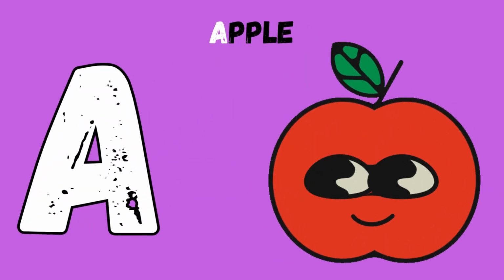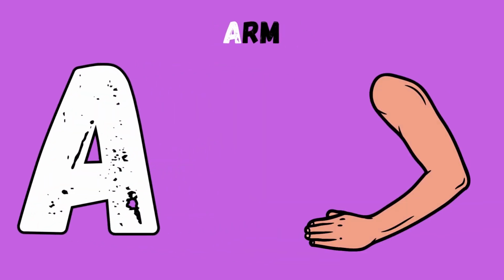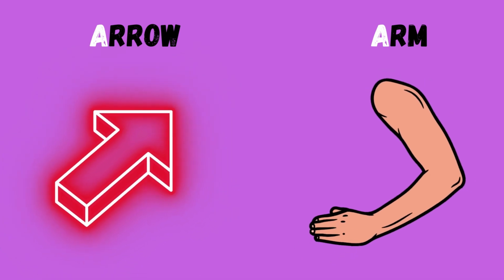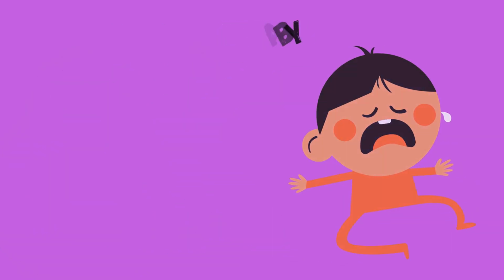A is for bubble. A is for arrow. A is for arm. Arrow, arm. A, a, a. B is for baby.